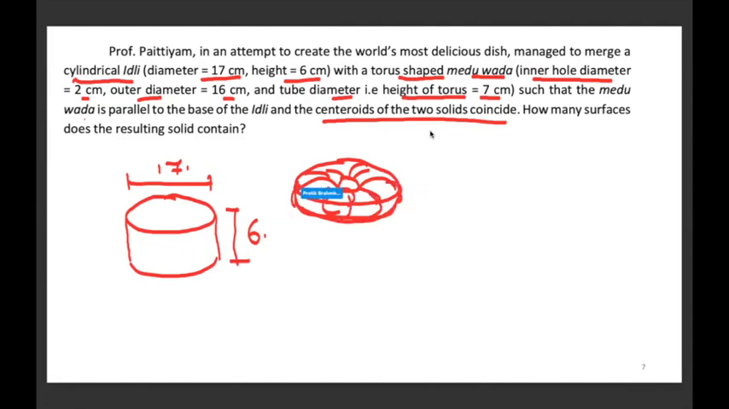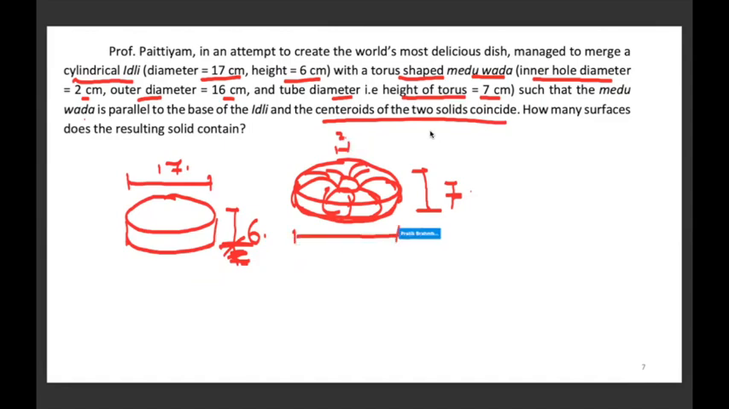So in this case, in the torus, the height of the torus that we are given is 7 centimeter. This will be shorter, a little bit. This is 6. This is 7. Height of the torus is 7. Inner diameter is given as 2 centimeter. Outer diameter is given as 16. When they merge, what will be the resultant form? So when they both merge together, we'll get a form which was somewhat like this.